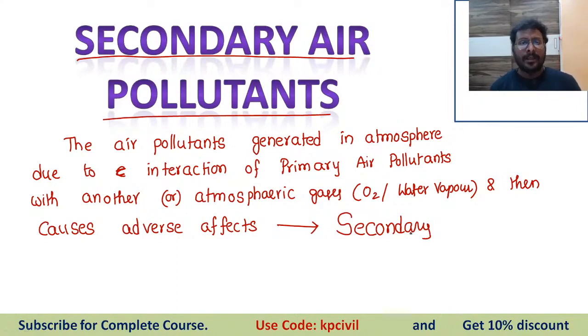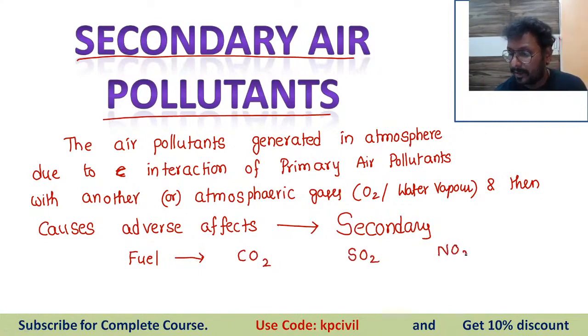How is it generated? Chemical or physical interaction of two primary air pollutants or one primary air pollutant with any one of the atmospheric factors like oxygen or water vapor, then causes adverse effects coming down to ground level. That is said to be secondary. For example, from fuel burning, carbon dioxide, sulfur dioxide, nitrogen dioxide are generated. All these are primary.